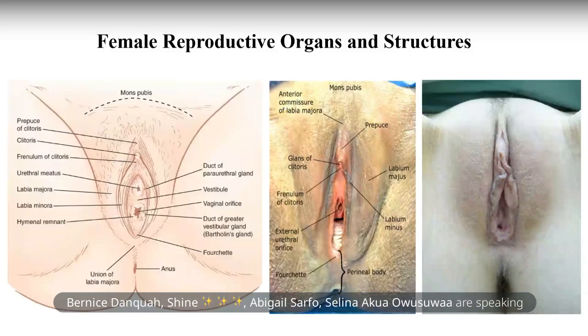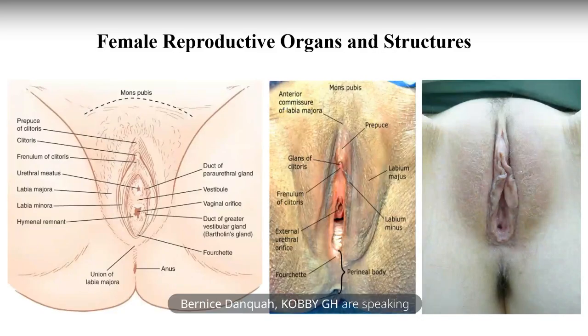It produces a special kind of fluid that actually cleanses the urethral opening. Because you see, females are at higher rates of infection because their urethra is very short as compared to males. So this paraurethral gland produces a special kind of fluid that cleanses the urethral opening, and it also ensures that the urethral opening remains moist and not dry, to avoid problems.